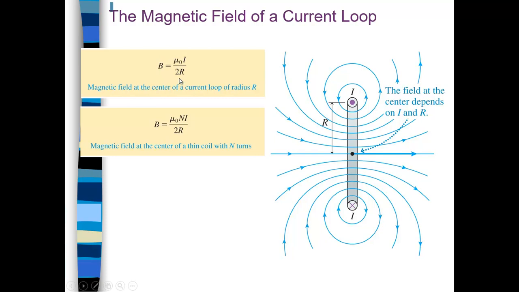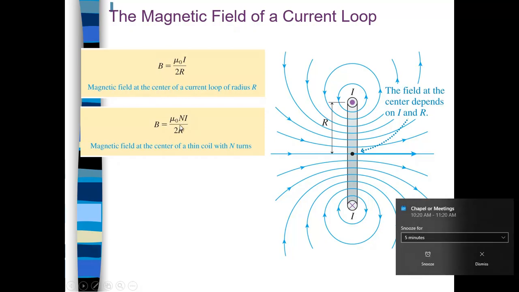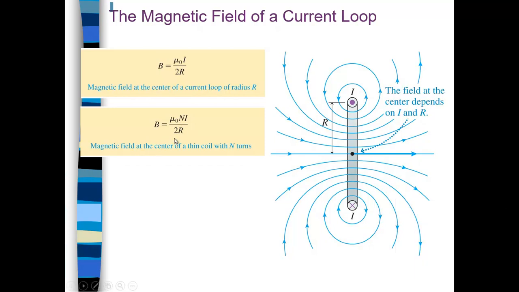Okay, so if you have a current loop, then the magnetic field B in the center is going to be the permeability constant times your current divided by 2 times the radius of the loop itself. If you have multiple turns in your coil, our magnetic field will increase in strength arithmetically by the number of coil loops we have in a particular coil.